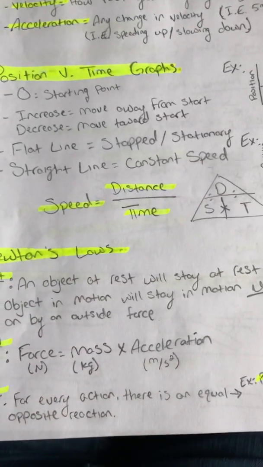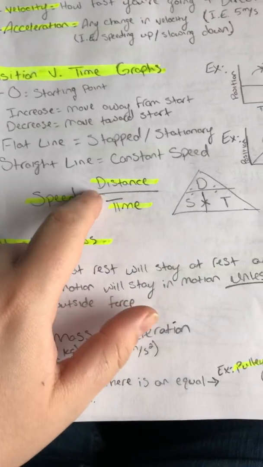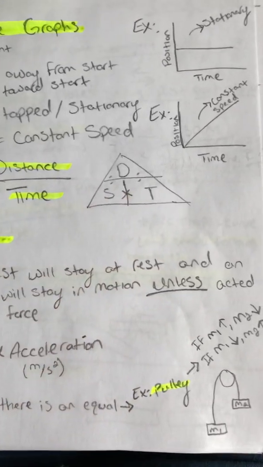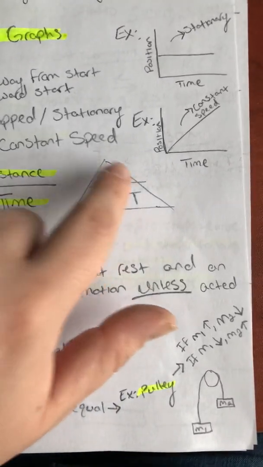Speaking of speed, our speed equation, right? We have speed equals distance divided by time. This is also given to you on your formula sheet. However, our magic triangle is not. So if you need to solve for speed, here's our magic triangle.